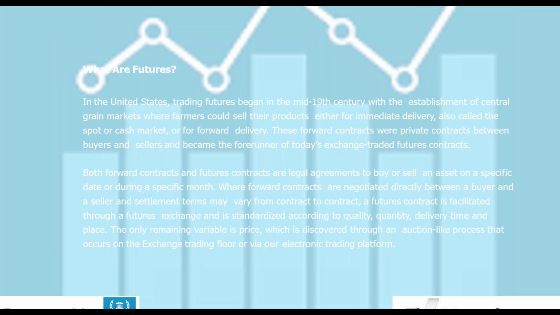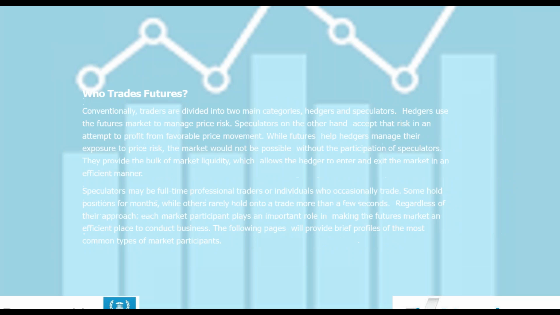Both forward contracts and futures contracts are legal agreements to buy and sell an asset on a specific date during a specific month at a specific price. While forward contracts are negotiated directly between a buyer and a seller, and the settlement terms may vary from contract to contract, a futures contract, if facilitated through a futures exchange, is standardized according to quantity, quality, delivery time, and place. The only remaining variable is price, which is discovered through an auction-like process that occurs on the exchange trading floor or via electronic trading platform.